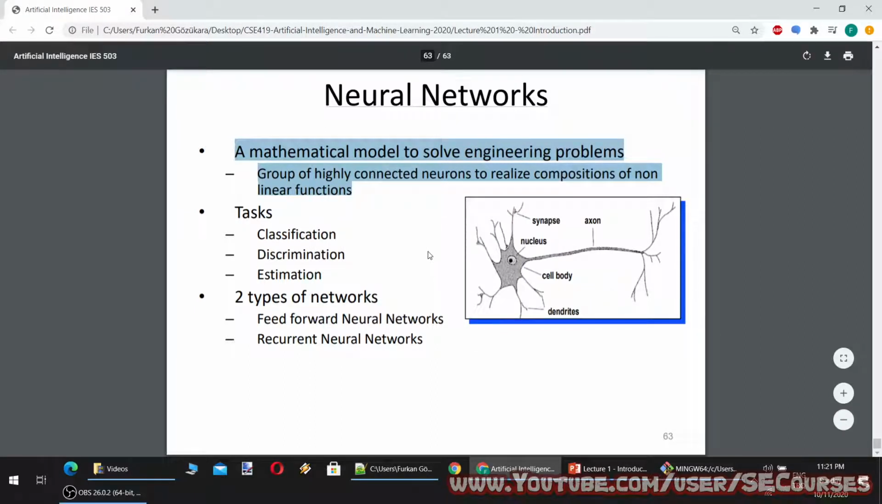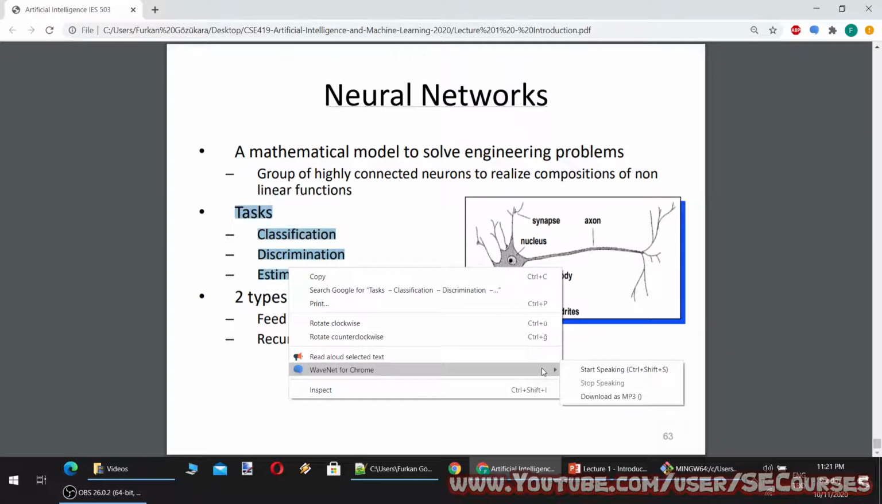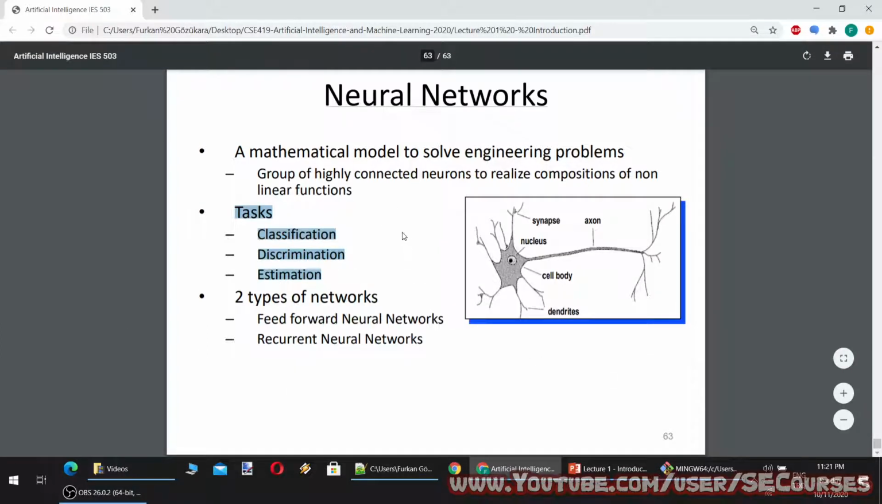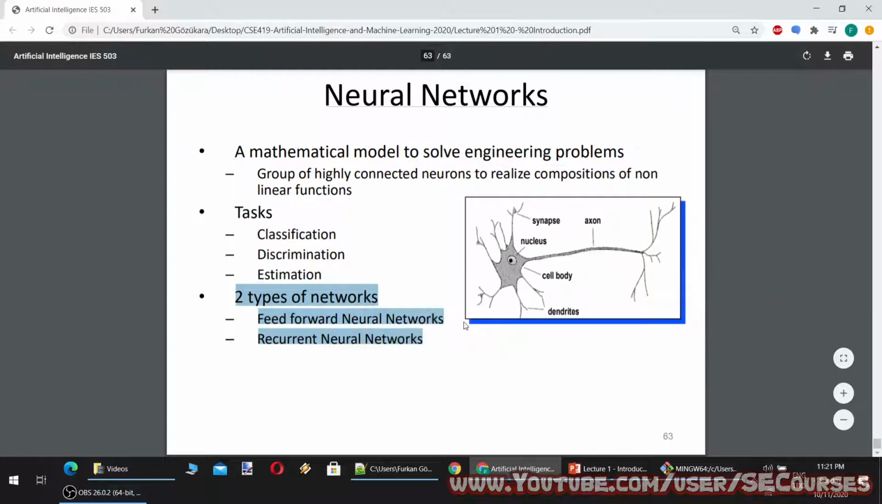A mathematical model to solve engineering problems. A group of highly connected neurons to realize compositions of nonlinear functions. Yeah, this is important: non-linear functions. It is basically used for almost every task: classification, discrimination, estimation. Okay, there are two types of networks: feed-forward neural networks and recurrent neural networks.